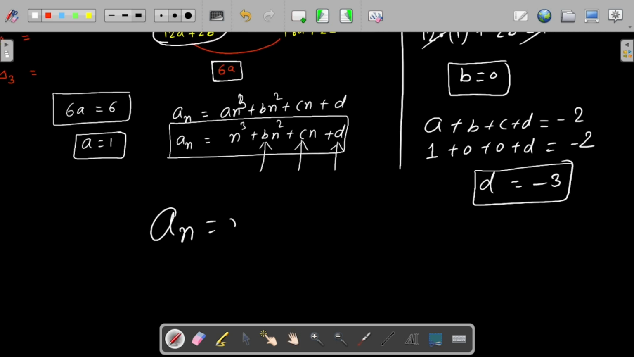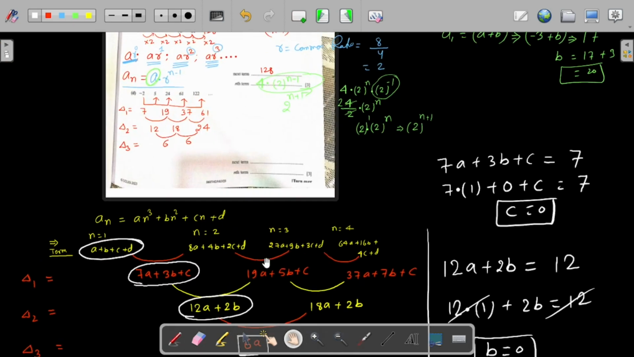So my nth term should be equal to n cube, b is 0, c is 0, and d is minus 3. So a n is n cube minus 3. So we should write n cube minus 3.